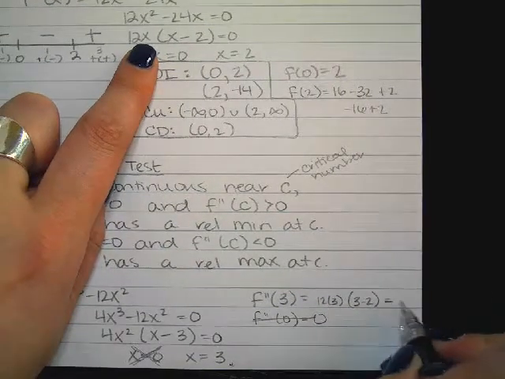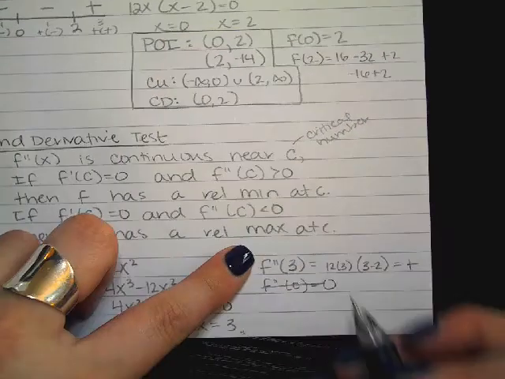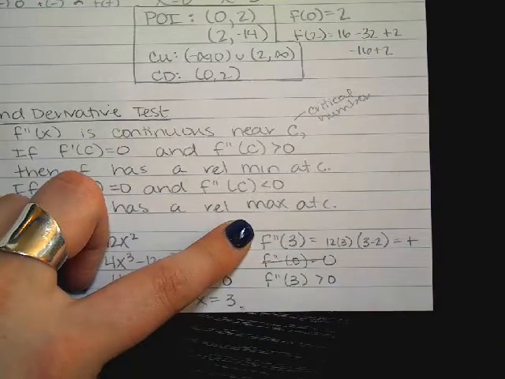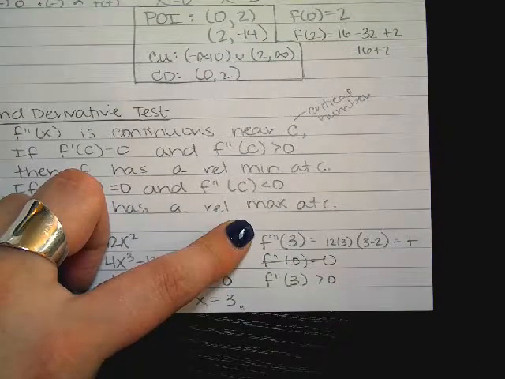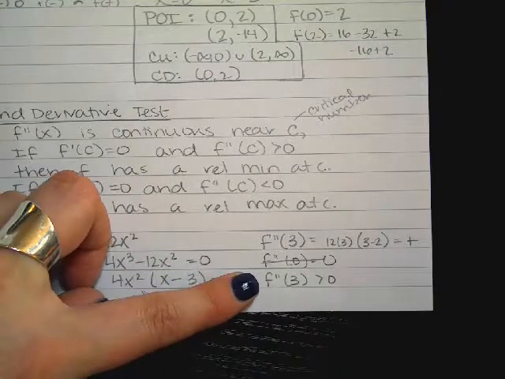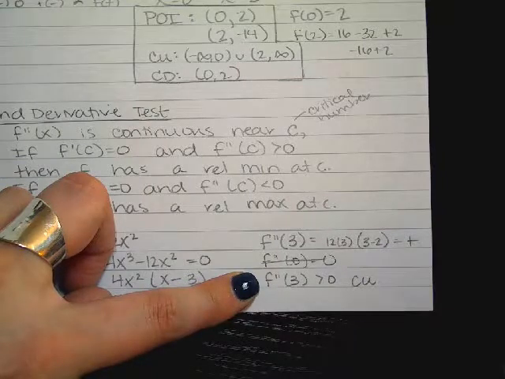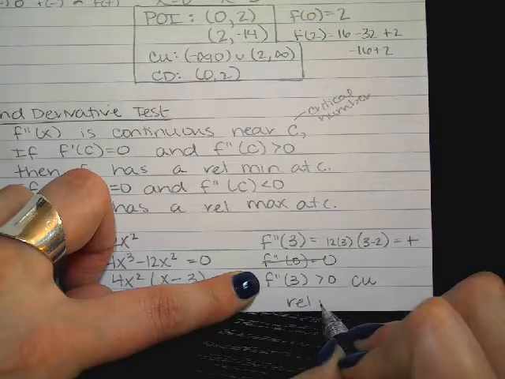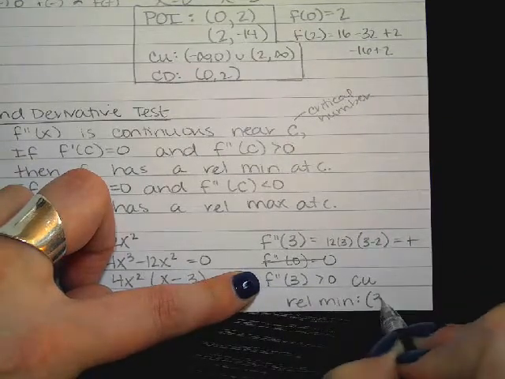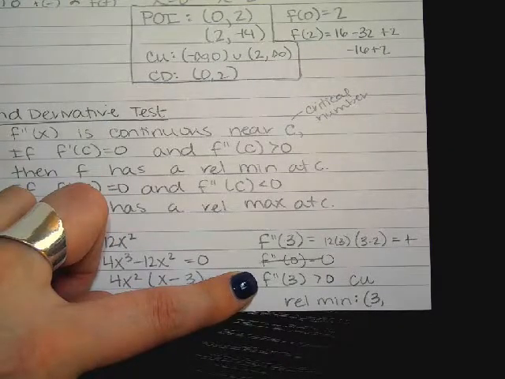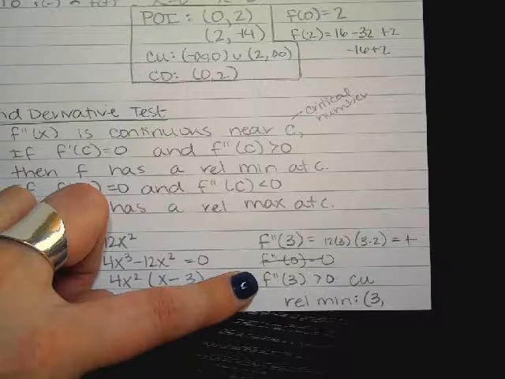Positive. So since f double prime of 3 is greater than 0, that means the graph is concave up at x equals 3, which means that x equals 3 is a relative minimum. So I'm going to say relative minimum at an x coordinate of 3. And then how do I find the y coordinate for the minimum? I go back to the original equation because the original equation is what gives me my y coordinates. And I plug in 3.